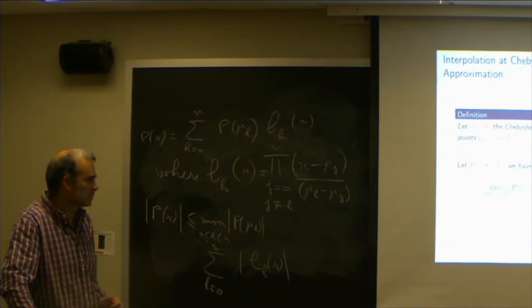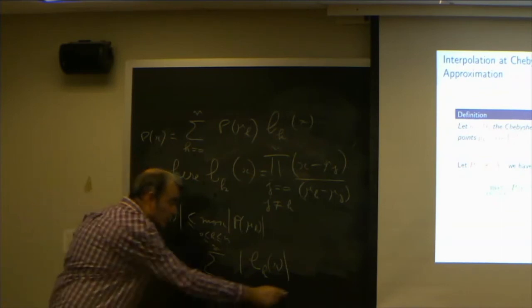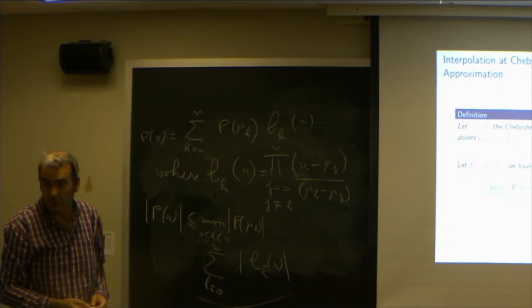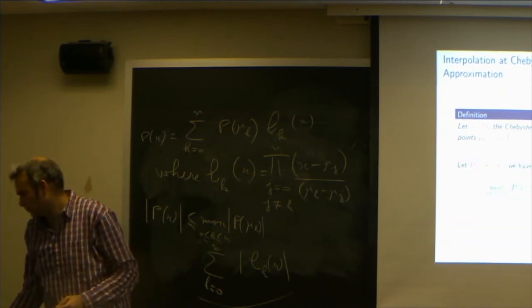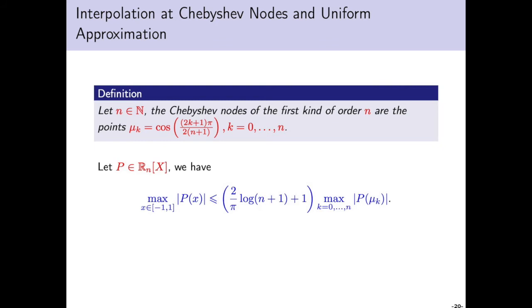So that's the log n. That's where you get the log. So the log n comes from the upper bounding of this sum. Okay. So that tells you that if you want to show that P is small, it will be sufficient to show that P is small at the Chebyshev nodes. Okay? So keep in mind this information.